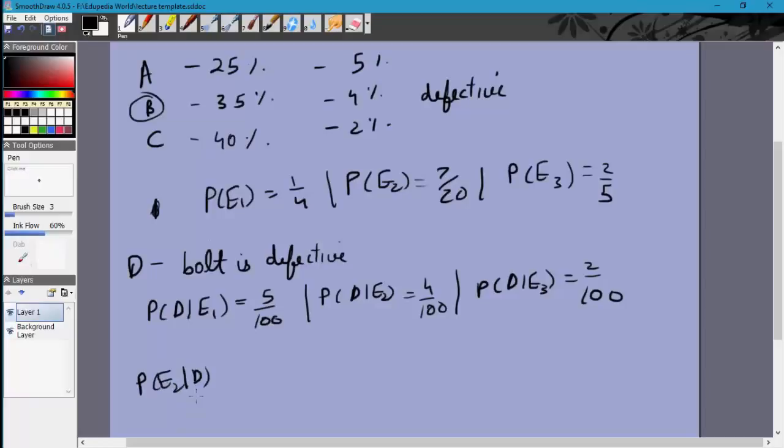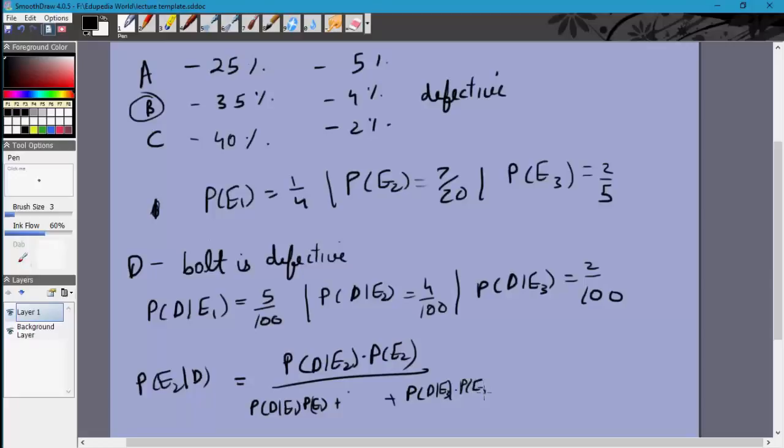We draw a bolt at random, we see that it is defective. What is the probability that it was made by B? So E2 is the event that the bolt is made by B, D is the event that it is defective. And we can actually calculate what this is exactly. This will come out to be P of D conditional E2 into P of E2 by P of D conditional E1 P E1 plus the second term plus the third term, you know what it is, P of D conditional E3 P of E3.